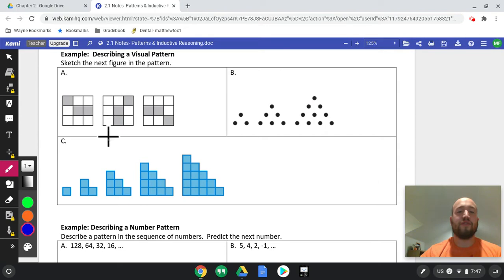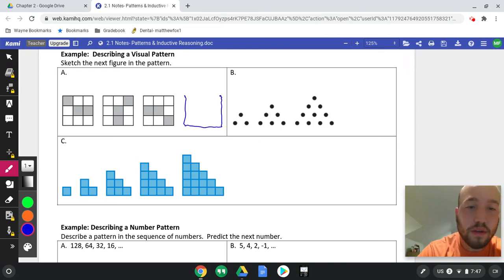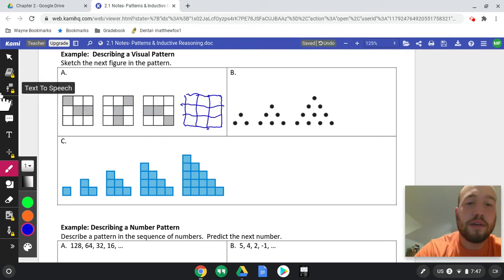Here we have some visual patterns. It says sketch the next figure in the pattern. And as you can see, each of these is a grid of 9 boxes. So hopefully using inductive reasoning, we can conclude that the next one will also have 9. So we want to draw a similar shape, and now we need to figure out where we are going to shade. Now if we look here, on all 3 of them, the middle square is shaded. Okay, so the middle square will still be shaded for us.